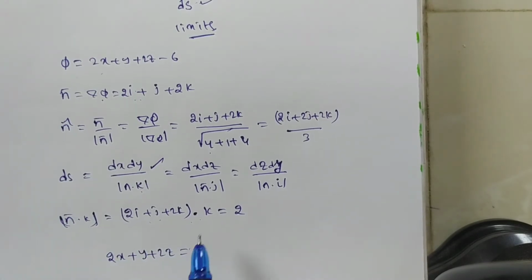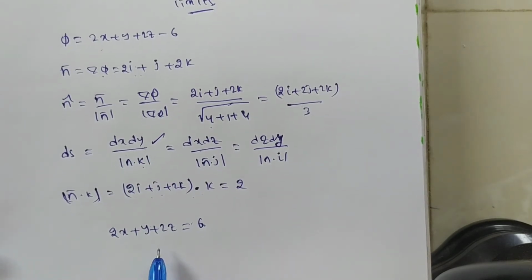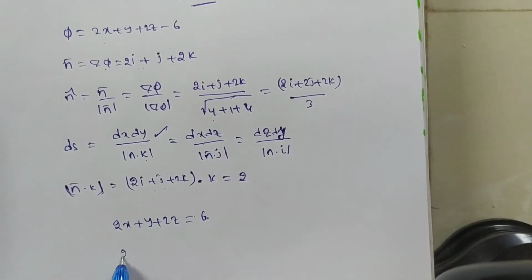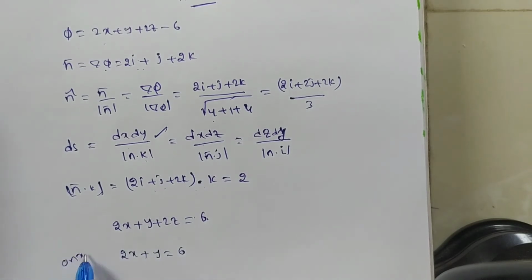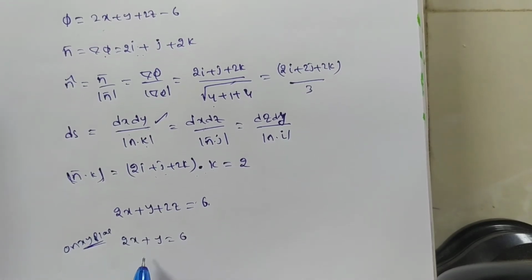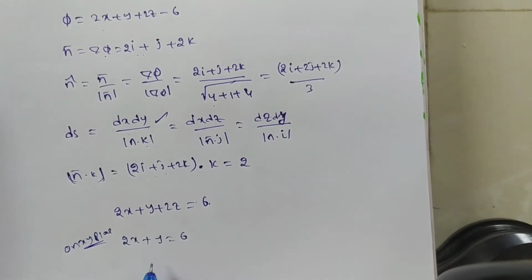Where you are doing this double integration on the xy plane, obviously z is 0, friends. On the xy plane z is 0, no z term. So 2x plus y is equal to 6 on the xy plane. Clear? Now from this you can find the limits you require.